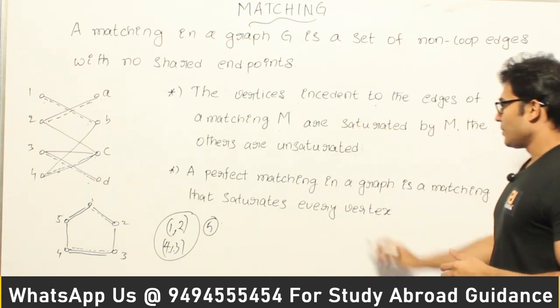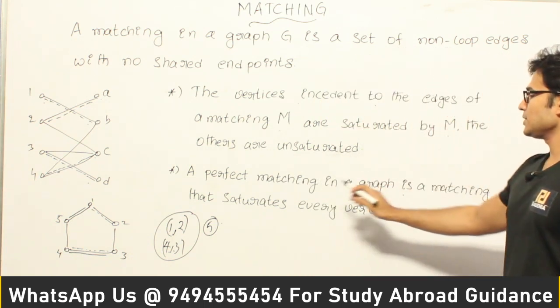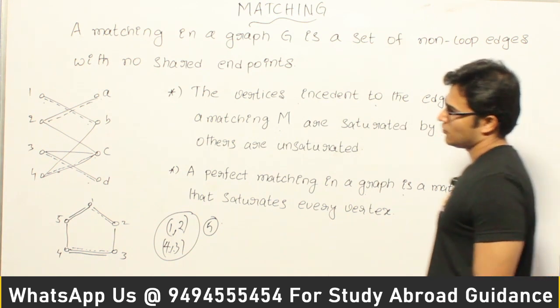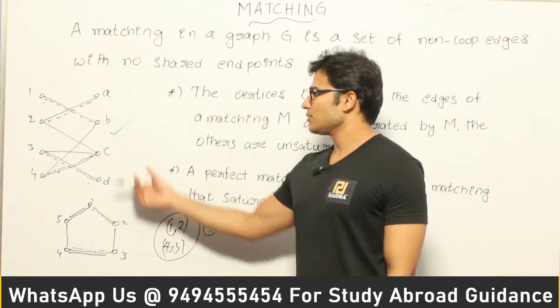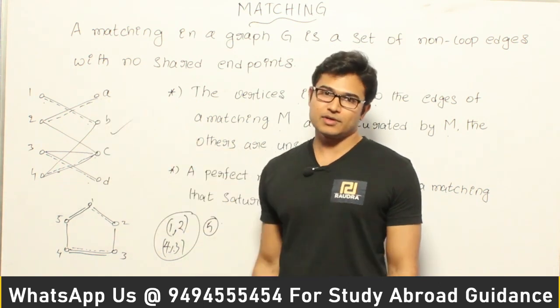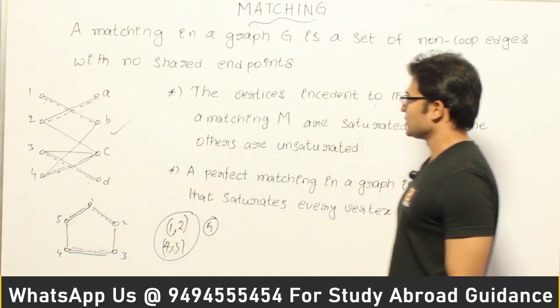Okay. A perfect matching in a graph is a matching that saturates every vertex. Therefore, according to this definition, this is a perfect matching. What is a perfect matching? If we saturate every vertex, then it is a perfect matching. We shall see more about these matchings.